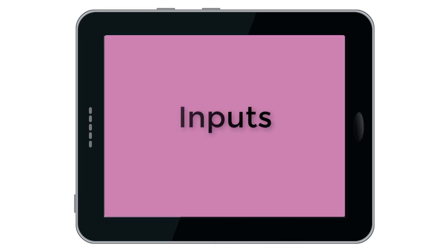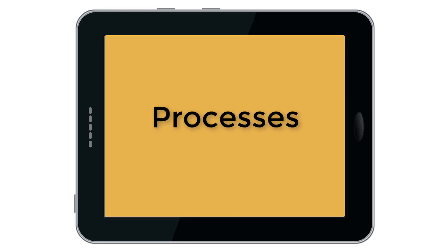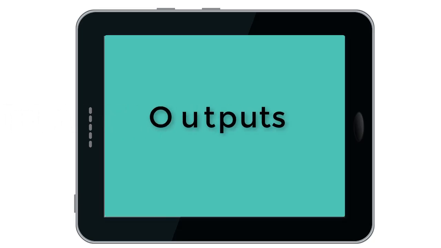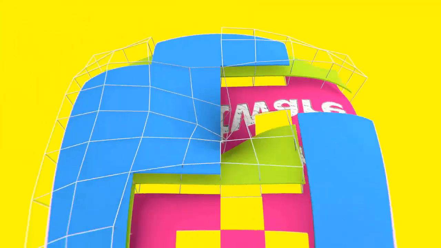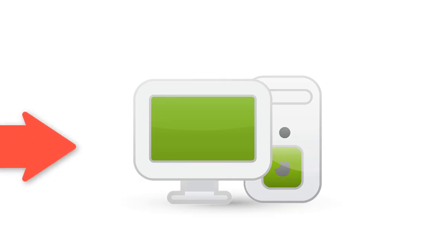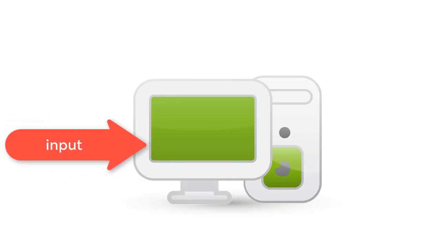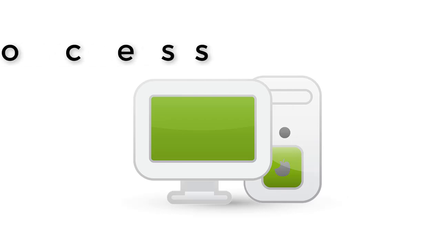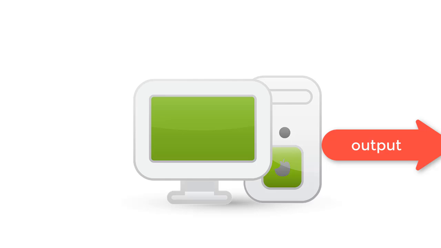A computer system takes a set of digital inputs, it processes them, and creates a set of outputs. This is done by using a combination of hardware and software. In other words, you put some data into the computer (input), something happens to that data (processing), and then the computer outputs a meaningful result (output).